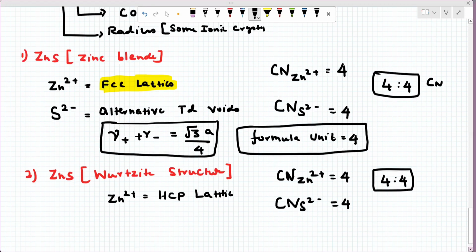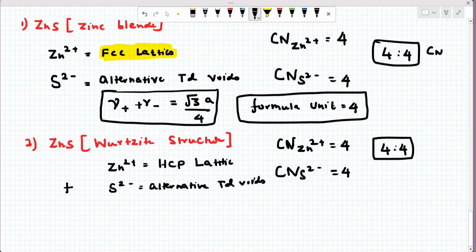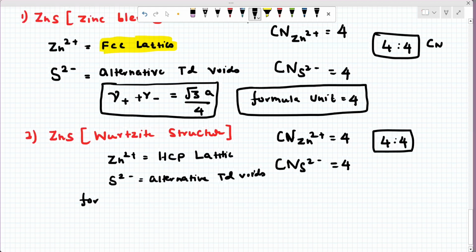Formula related: S2- occupies alternate tetrahedral voids. Are they formula related? The formula unit is the same, ditto. What is the main difference? With the HCP, the other is FCC. Very simple. Next problem, third question.